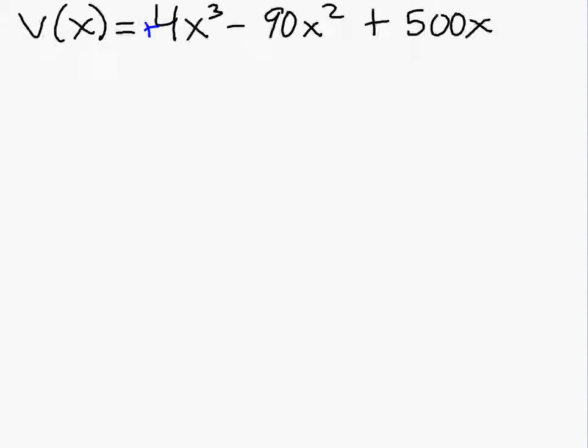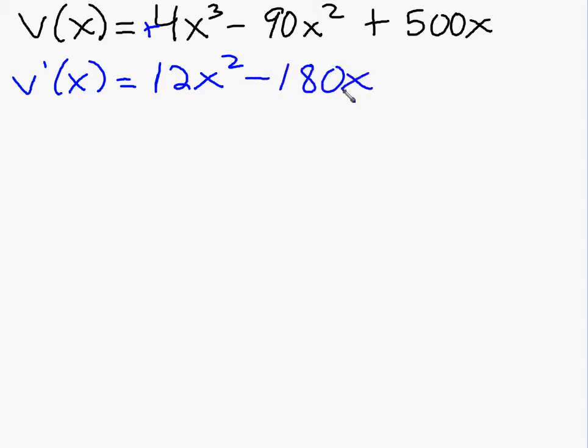All right. So now we're ready to start our process of finding a max or a min, and this is a good review for us. The first thing I need to do is find v prime. The derivative of this thing would be 12x squared minus 180x plus 500.